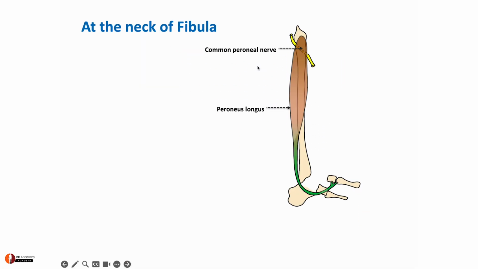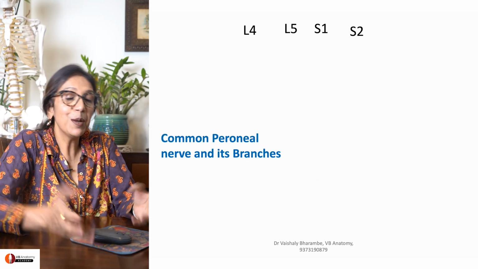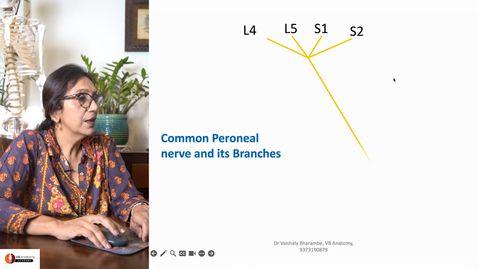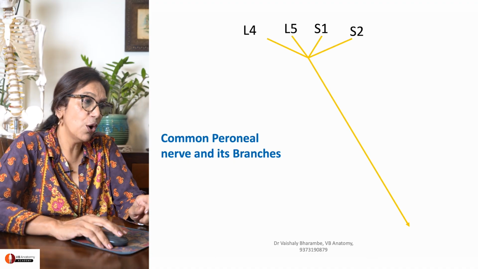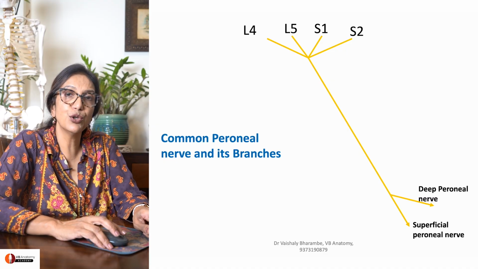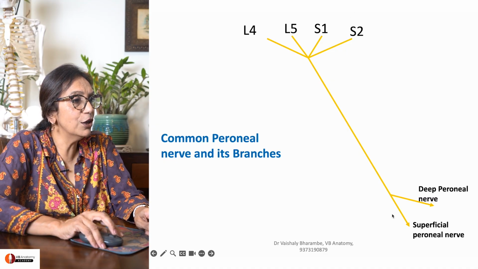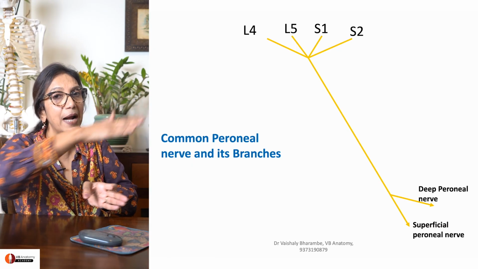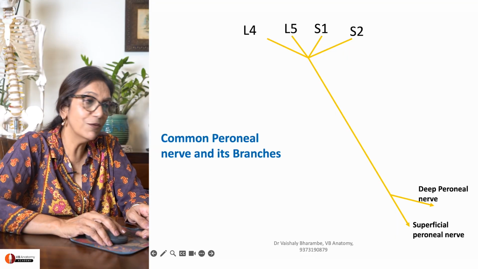So take a look here. That's the common peroneal lying deep to the peroneus longus, dividing into deep peroneal and superficial peroneal. Right. So drawing, come on, pick up your pencils, write L4, L5, S1, S2. The branches unite to form your common peroneal nerve, which then divides into deep peroneal and superficial peroneal. So this entire nerve that you're seeing, it goes obliquely across the superolateral boundary of popliteal fossa.